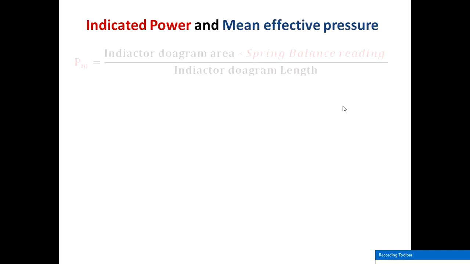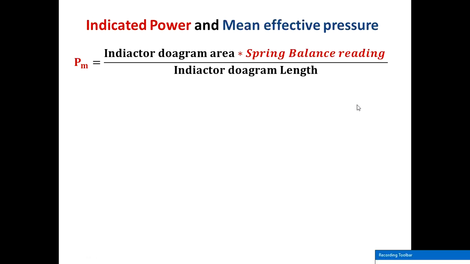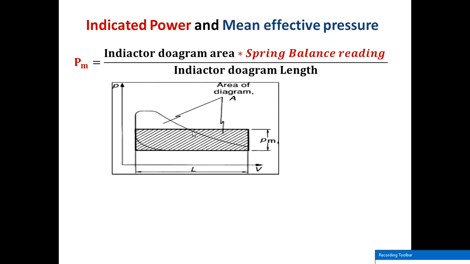Indicated power and mean effective pressure. The indicated power can be calculated by using the indicator diagram area and spring balance reading divided by indicator diagram length. The formula is going to be like this. The indicator diagram will be like this. This will be done by using the planimeter. The planimeter will be attached to the flywheel by a special arrangement, and that will give the indicated diagram. From that you can find out the indicated power and mean effective pressure.